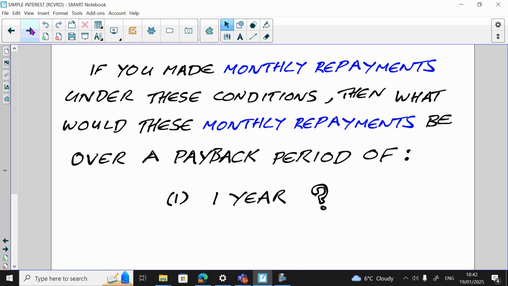So, we're going to just use the two previous yearly things, 1 year and 4 years. But now, remember, we're interested in monthly repayments. So, think to yourself, how many months are in 1 year? How many months are just 4 years? How many months are in 37 years? Or whatever it is.